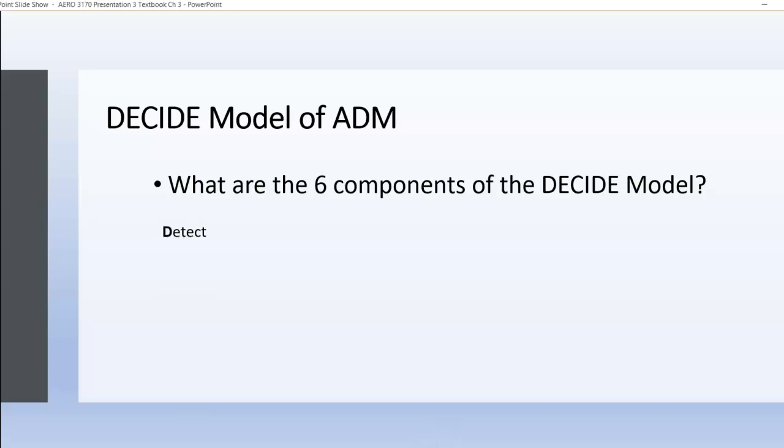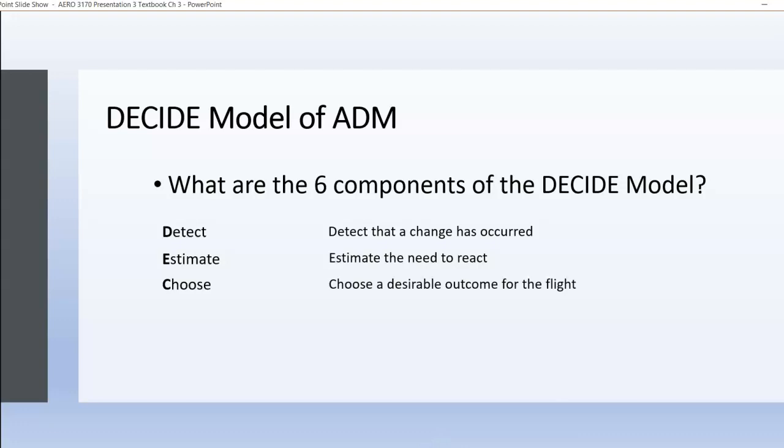The first component is detect. So you have to detect that a change has occurred. The second component is to estimate. Estimate the need to react to that change. The third component is to choose. Choose a desirable outcome for the flight. Next is to identify actions that could control the change, and then do the action.